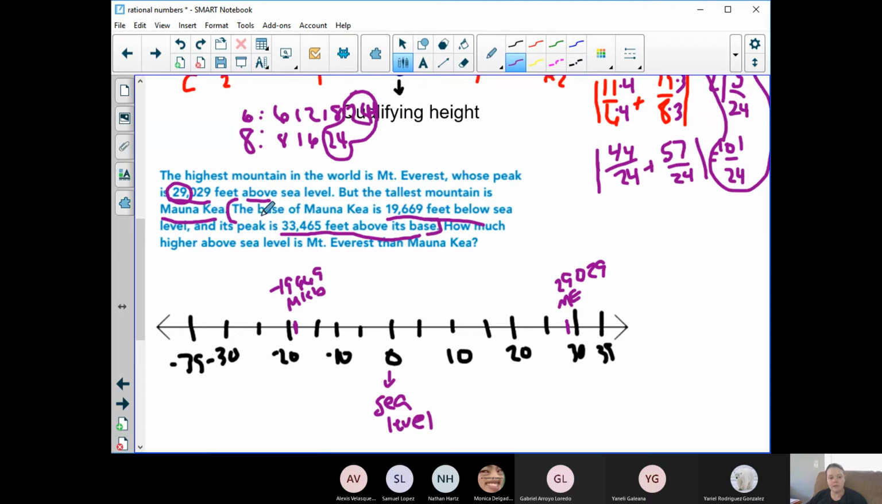Do we know from this sentence, the base of Mauna Kea all the way to 33,465 above its base, where the peak of Mauna Kea would be on the number line yet? We do not. All we know is that it is 33,465 feet above this point. So how am I going to figure out where it is located?